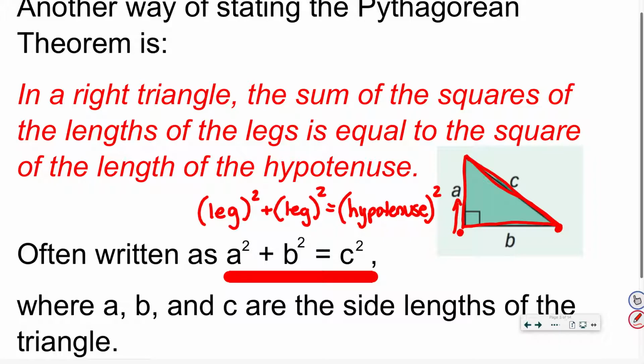And there are a lot of examples. So I'll be showing you over the next couple of weeks all the different ways that the Pythagorean theorem is used in the real world.